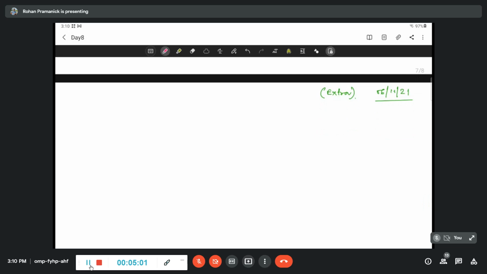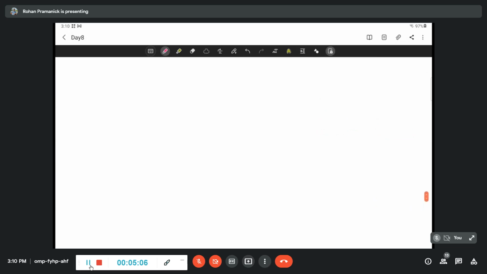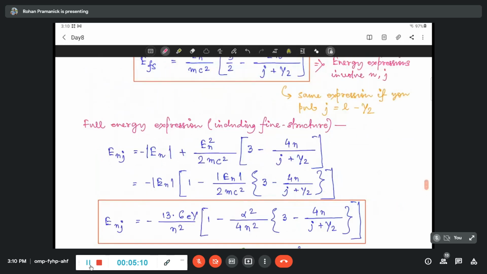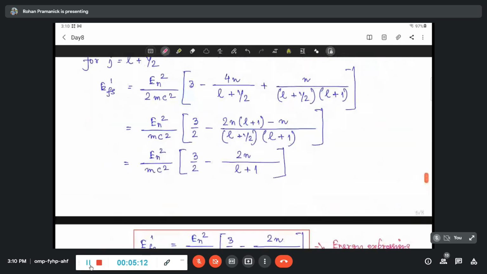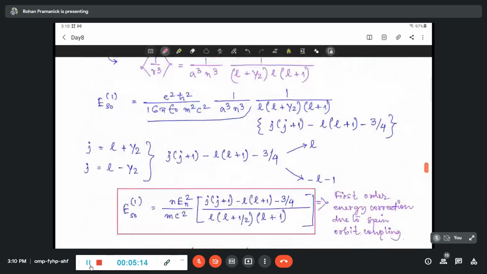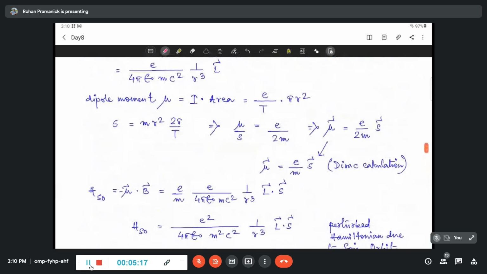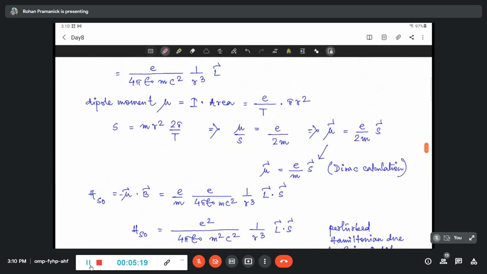Sir, in the calculation of S, the mass was the mass of the electron? In the calculation of which? S, spin. Yes, sir. Where? This one. S equal to m r square 2 pi. So this is the electron rotating over here, right? So the m is the mass of the electron.